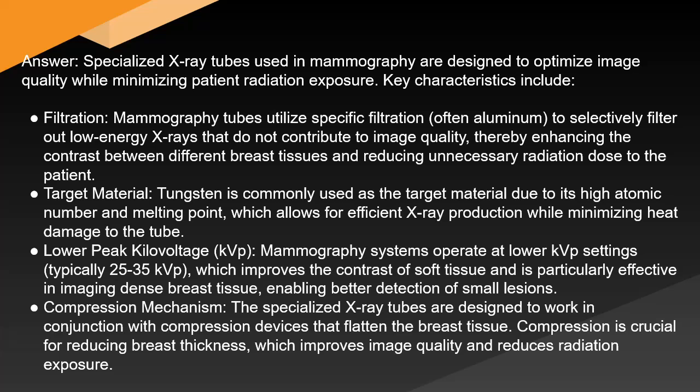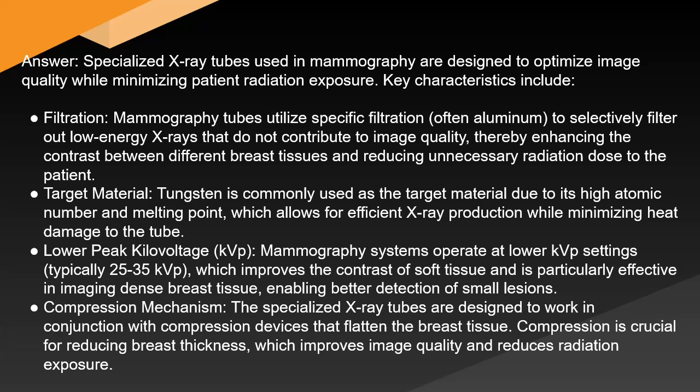contribute to image quality, thereby enhancing the contrast between different breast tissues and reducing unnecessary radiation dose to the patient. Target material. Tungsten is commonly used as the target material due to its high atomic number and melting point, which allows for efficient X-ray production while minimizing heat damage to the tube.